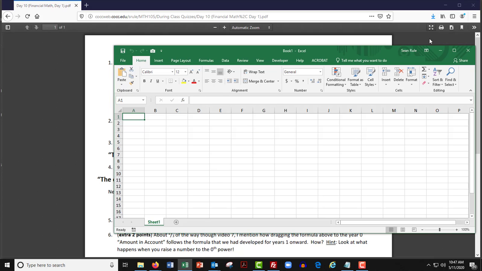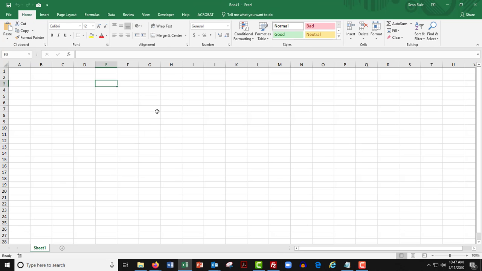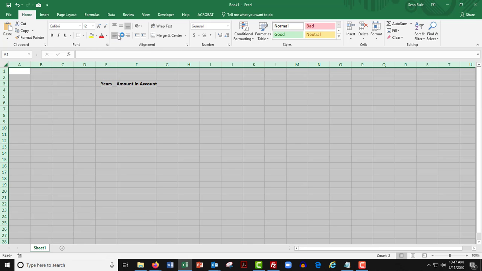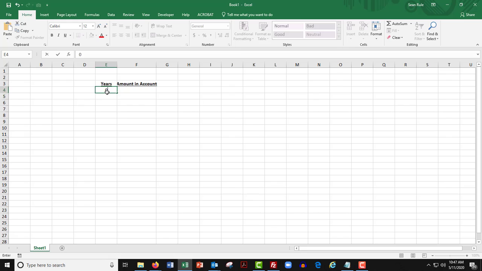And then we're going to make a graph too if you want. So we're going to have years here, and then we're going to have amount in account here. Try to spell amount correctly. All right, center that, center the whole thing actually. All right, so we're going to go from year 0, 1, 2. I'll drag that down to 10.